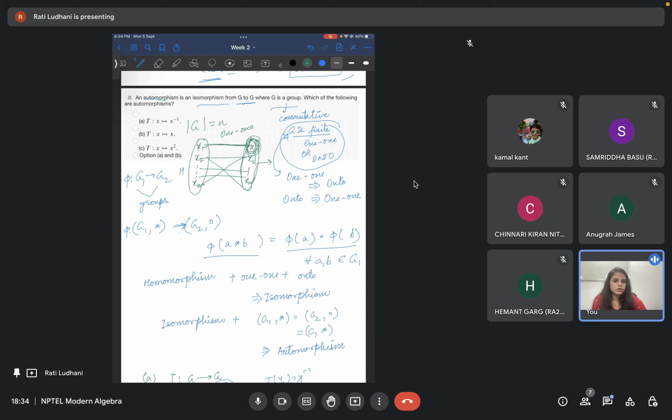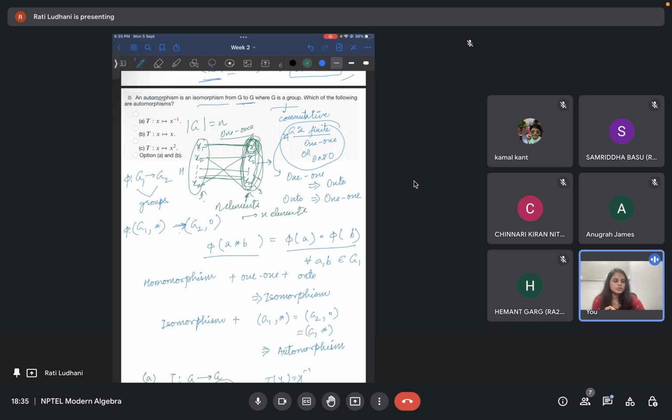And now for ontoness, what does that mean? If you take any element on this side, it should have a pre-image, but you already know that n elements have been mapped to n elements. So all have been covered here. So one-one means n elements mapped to n elements. So there is no element in the codomain which is left now. So that means onto is there already. Is it clear? Yes. Yeah, very good.